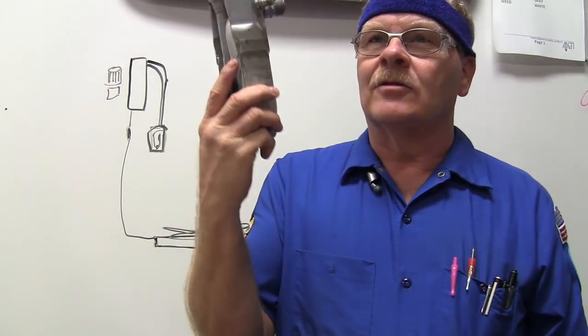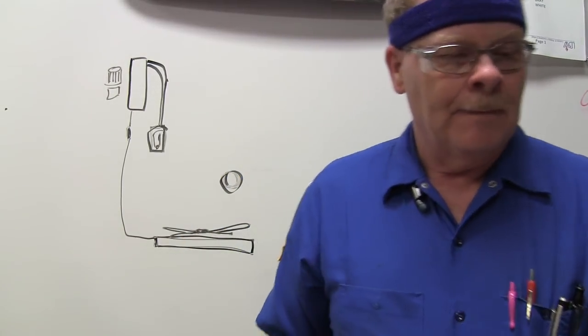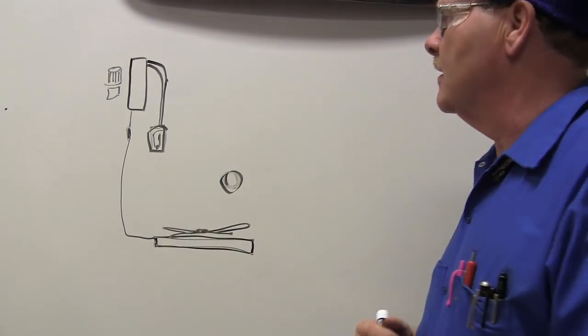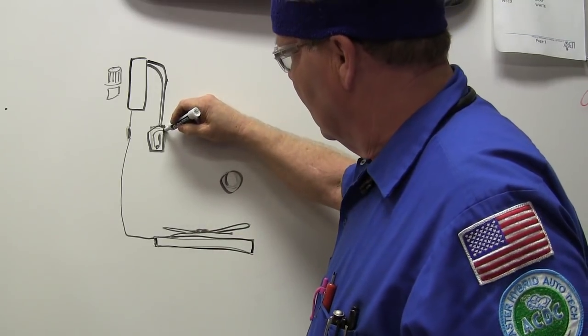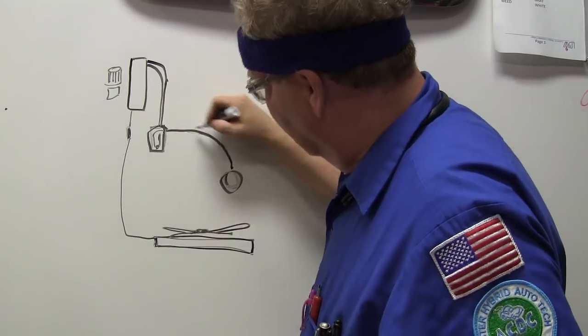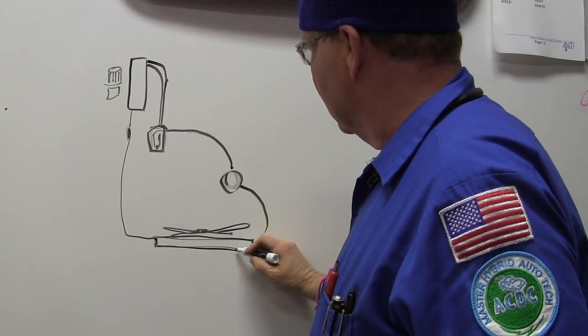And this is where it gets its lubrication on the ones that have a fixed orifice system. Now, I'm going to tell you a little bit later, the fixed orifice system is only one of the kinds of AC systems that we're going to learn about. But anyway, this is the one we're talking about right here. This goes to the compressor, and then the compressor goes, this is the condenser.